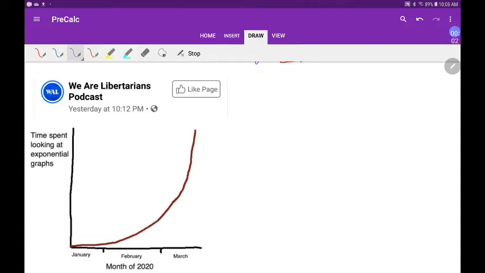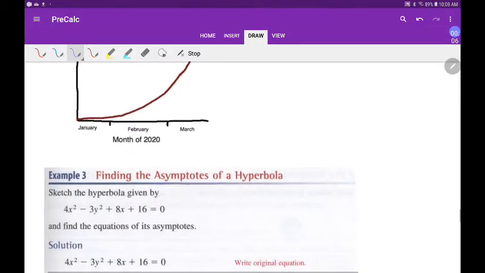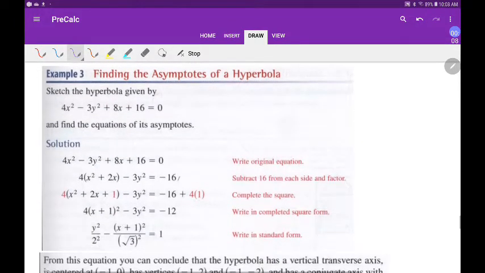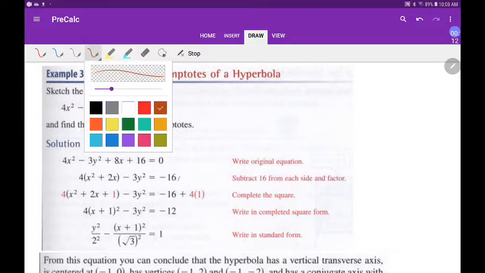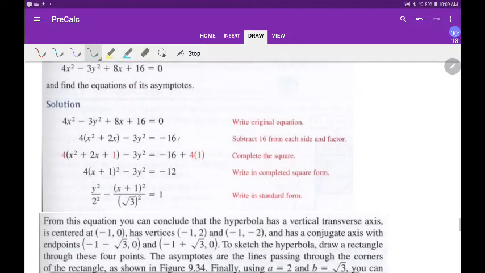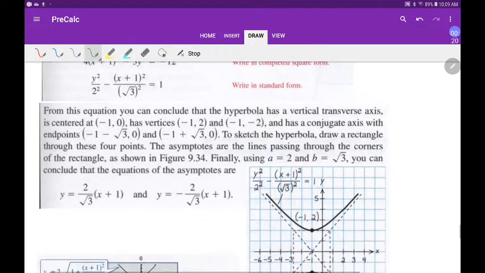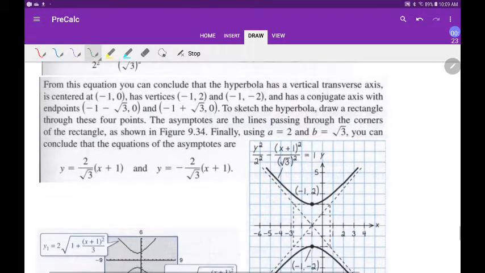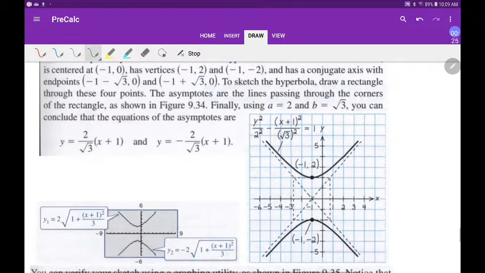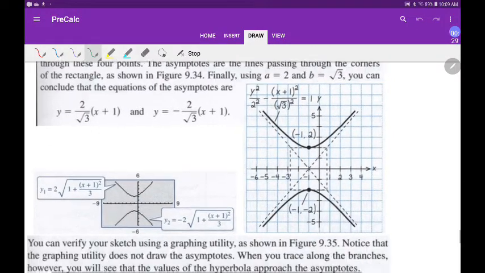Okay, in the interest of exponential graphs, here you go. So finding the asymptotes of a hyperbola. You can see that they're completing the square, and that's great. And you can see how we find the vertices. We could use the formula, but the rectangle works pretty good, and that's what we're going to do.